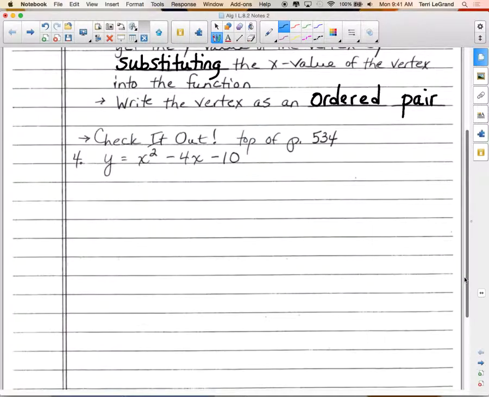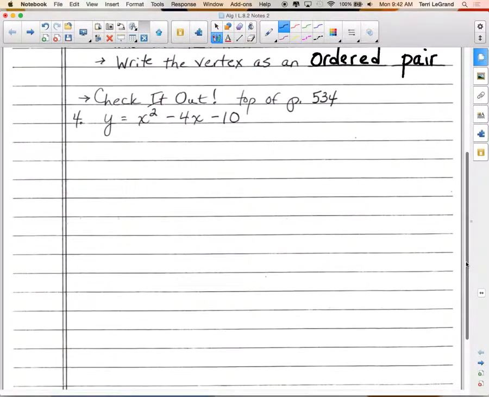Okay, so we're at the top of page 534. And we are going to find the vertex of the graph of y equals x squared minus 4x minus 10. Notice there's an example above that too, so you have another example to help you out. Well, what was the first thing we're going to find again? The axis of symmetry. For the axis of symmetry, which of the a, b, and c values do we need? The a and the b. So let's get our a value defined and our b value defined. What's our a value? 1. And our b value? Negative 4.